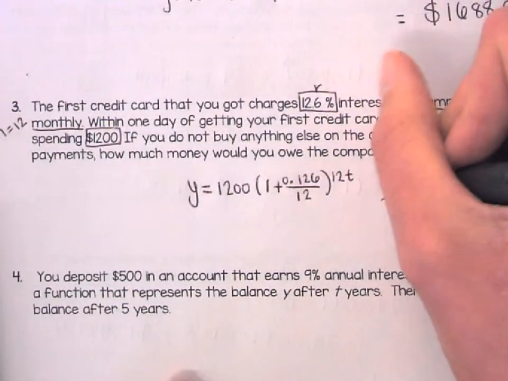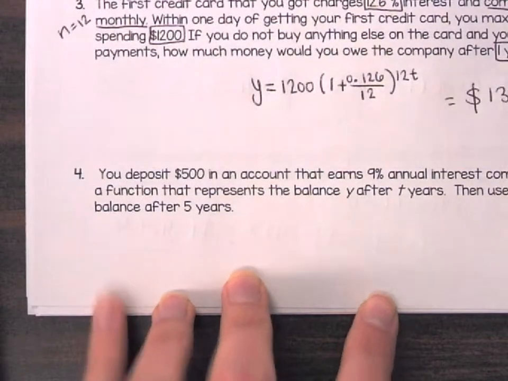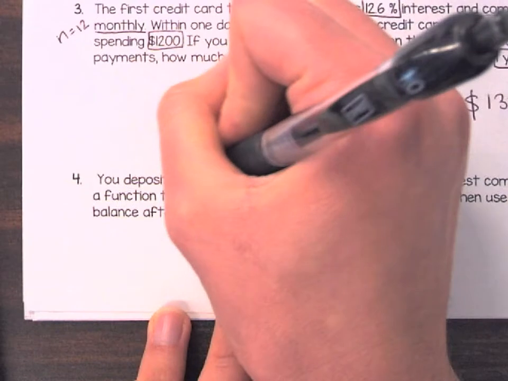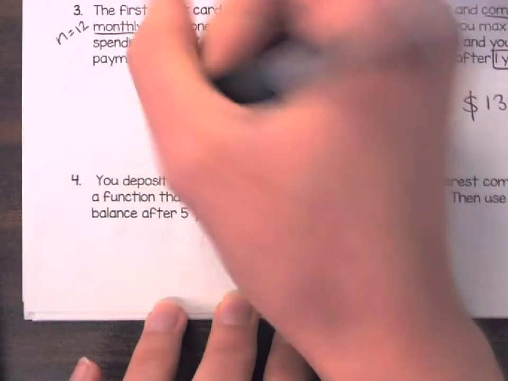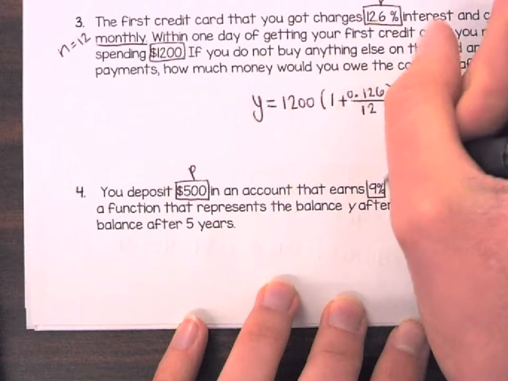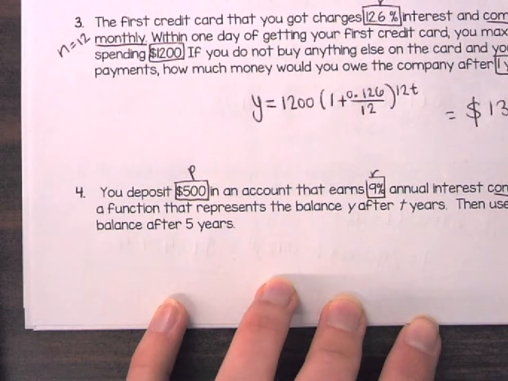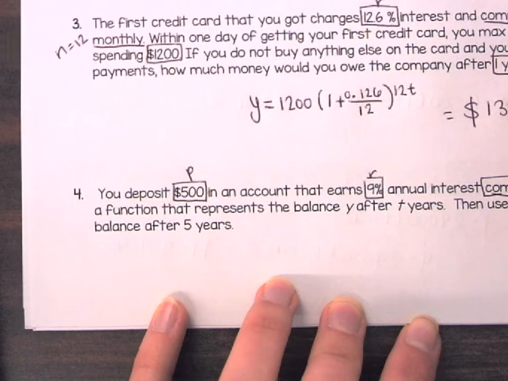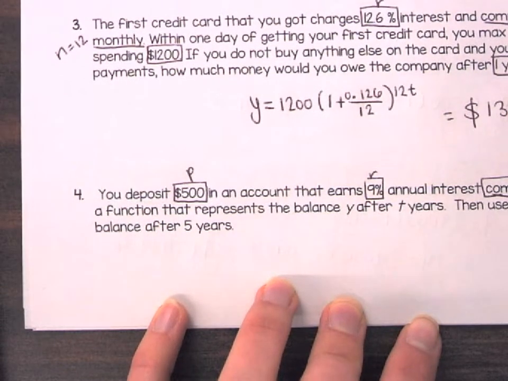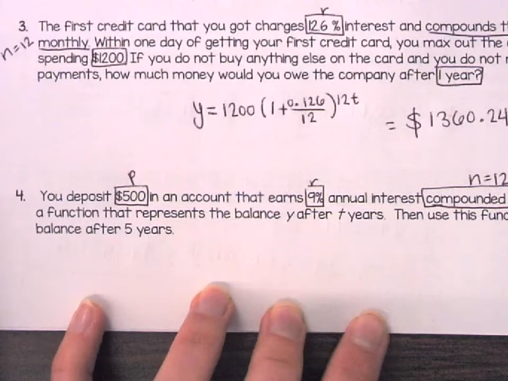That's what that would equal after the interest compounded for a year. Okay, on this last one, you deposit $500 into an account, so that's our starting value, that earns 9% annual interest, compounded monthly. So compounding monthly, that's happening 12 times in the year. So n equals 12. They want you to write a function that represents the balance after t years. Use the function to find the balance after 5 years.